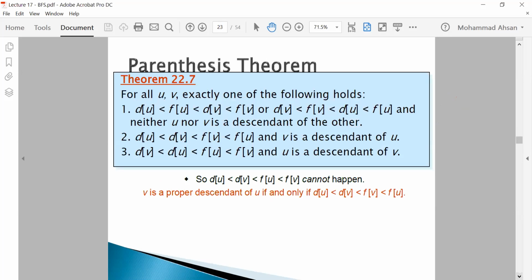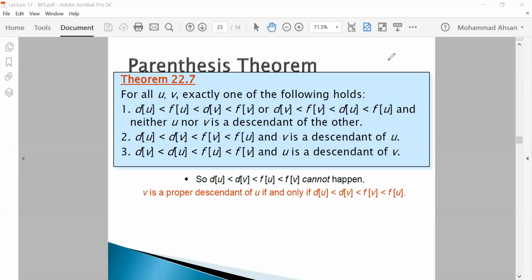So that's what this parenthesis theorem is. It says that if the start and the finish time of your DFS for a particular vertex falls within the start and the finish time of some other vertex, here, for example, if this interval lies within this interval, then V is a descendant of U, or vice versa. If the time interval of U, the discovery and the finish time, falls within the discovery and the finish time of V, then U is a descendant of V. And if the discovery and finish time of U is less than the discovery and finish time of V, or vice versa, here, then they are not descendants of each other. Okay.